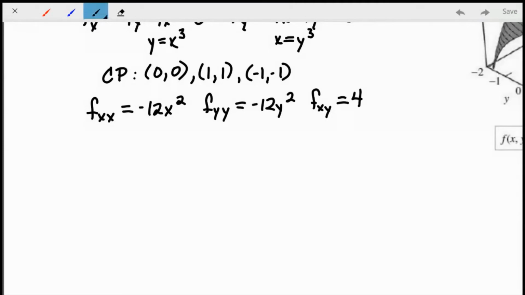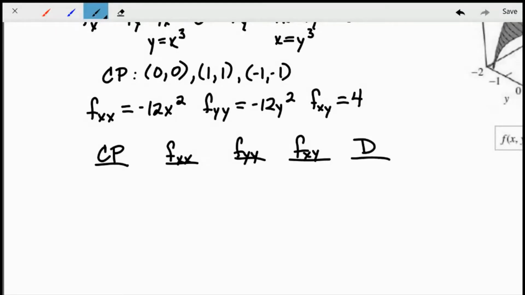So what I'm going to do is I'm just going to set up a table that's going to streamline all of this. And in my table, the important information: my critical points, my second x partial at that point, my second y partial at that point, and then my mixed partial at that point, and what I really need, which is the determinant at that point. Obviously we're going to have to calculate these values for all of the second partials, except for the mixed partial, which is always a value of 4.